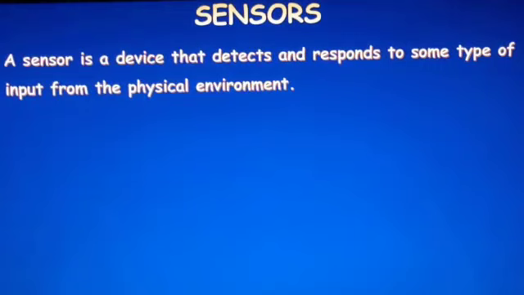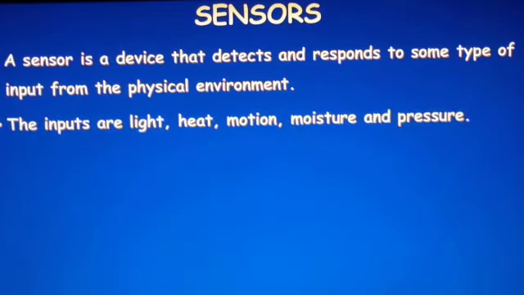The third one, the sensor. The sensor is a device. It is used to detect and respond. The sensor detects light, heat, motion, moisture and pressure. Then it will perform an action. Many sensors are available. Here we will see the example of the IR sensor.